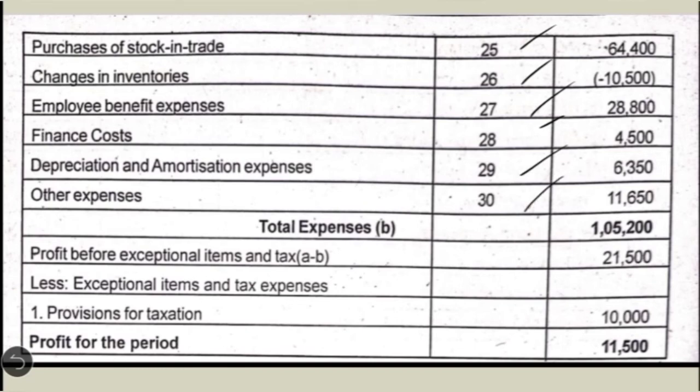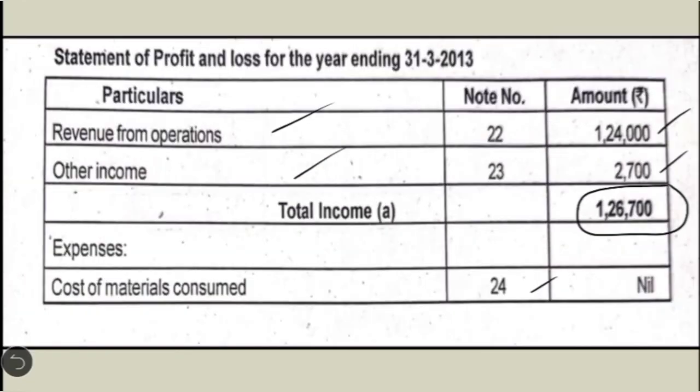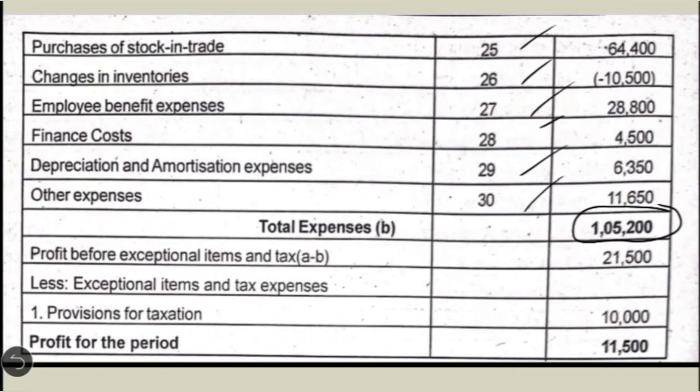So we are going to have the total from 24 to 30. We have total of 1,05,200. So now we are going to have the balance to know whether there is profit or loss. So when you take the difference between 1,26,700 and 1,05,200, we have balance of 21,500, which is positive. So it is profit before exceptional item, extraordinary item and taxes.